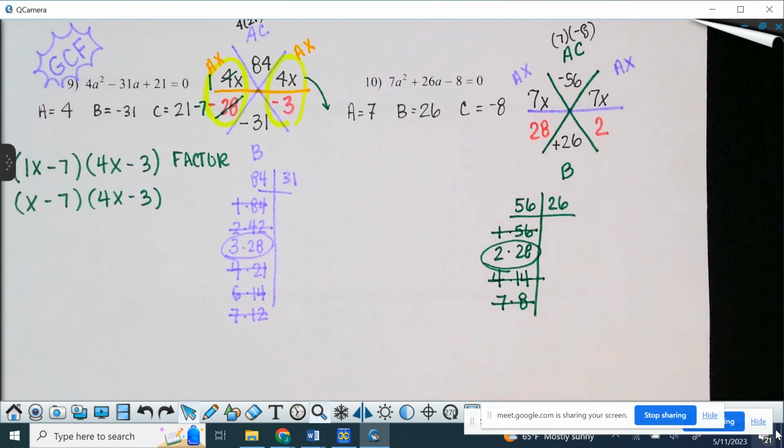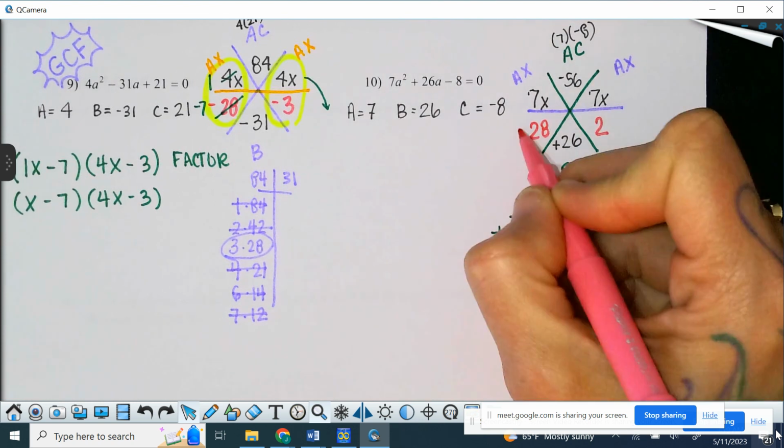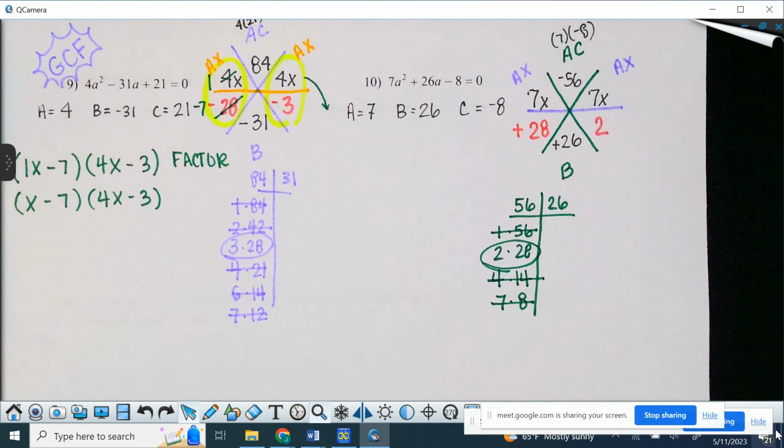B is positive, so 28 is going to be positive. So if I'm sitting at a positive 28 and I need to get to a positive 26, what am I going to do with that 2? Subtract 2. Good. So that's going to be a minus.